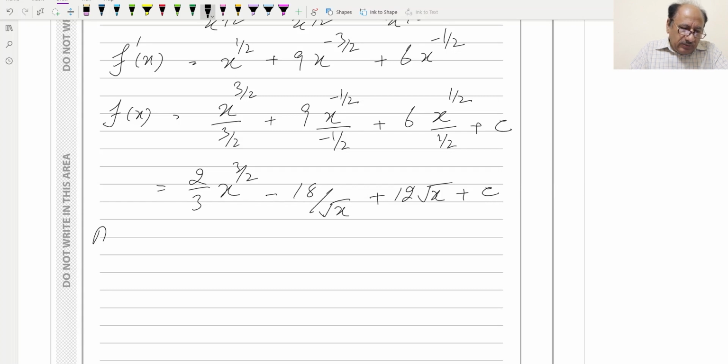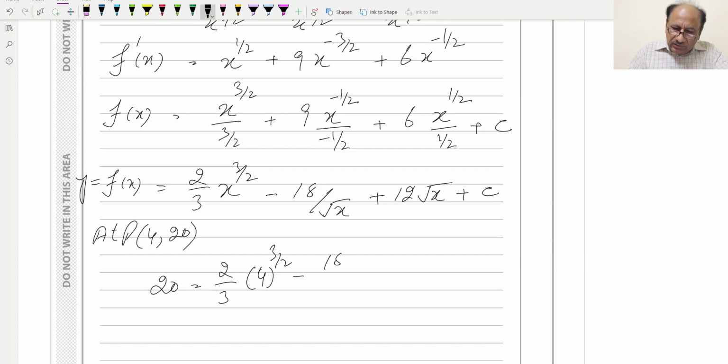And now at point P, which is (4, 20), the left side will be f of x, which we can write as y. So the equation will be 20 equals, to find the value of c, 2 by 3 into 4 raised to the power 3 by 2, minus 18 over root 4, plus 12 into root 4, plus c.